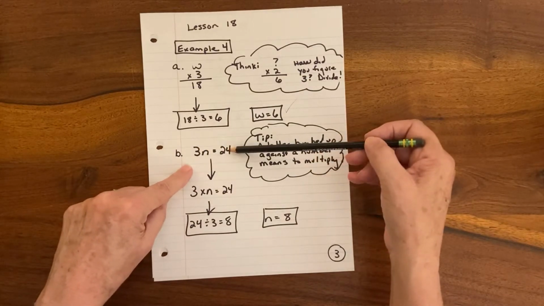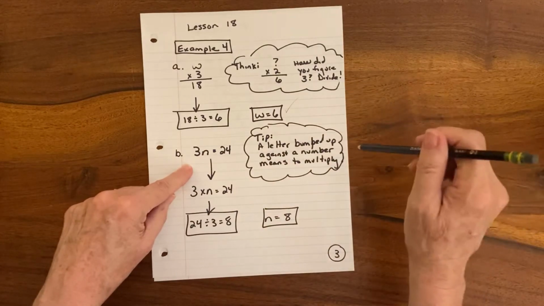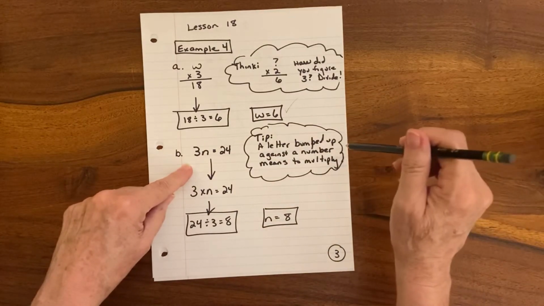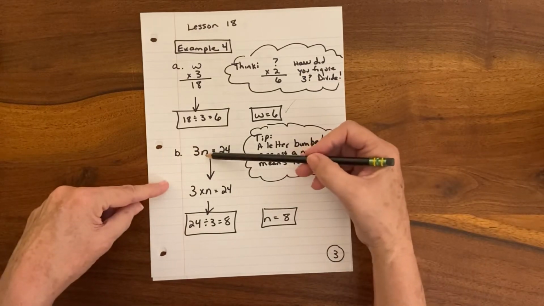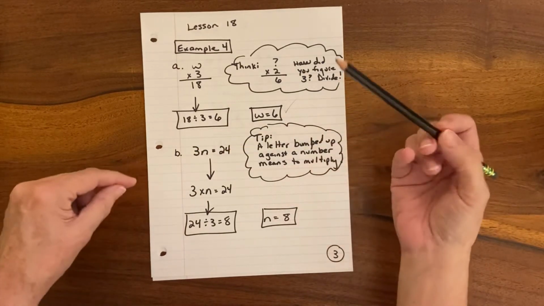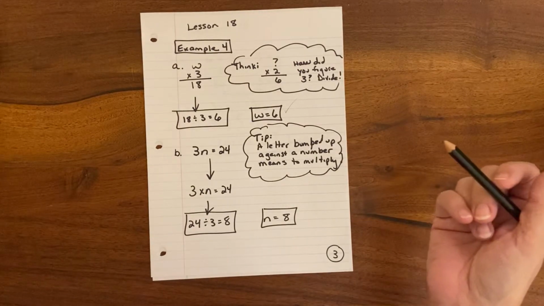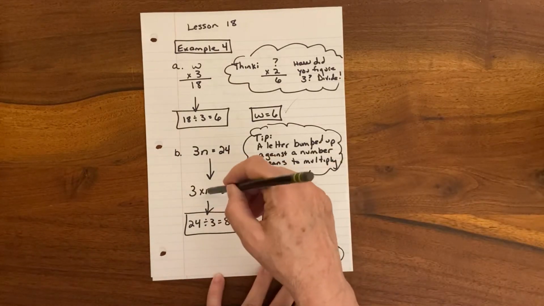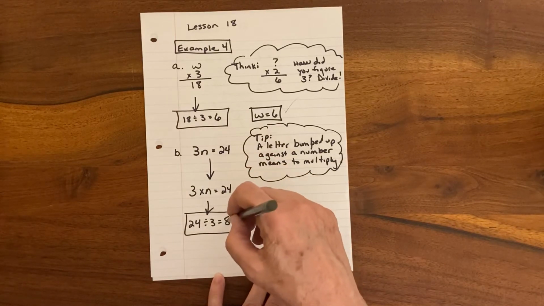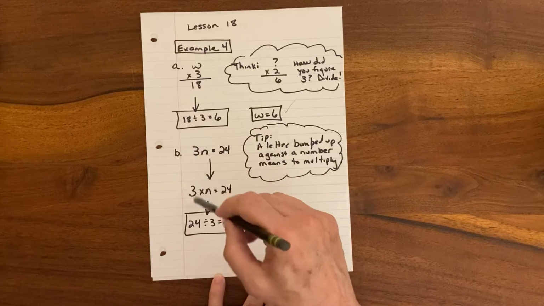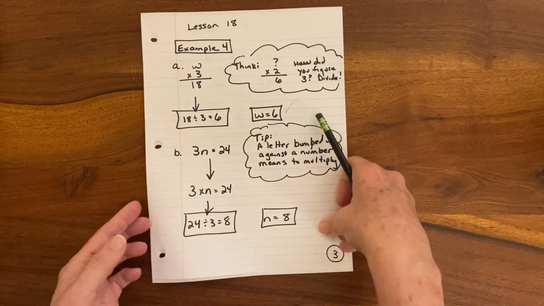3n equals 24. Do you guys know what that n means? So, anytime you have a letter bumped up against a number, it means you're going to multiply them. So that 3n equals 24 is the same thing as 3 times n equals 24. Well, 3 times something is 24. So I know that it's 8. But I could say 24 divided by 3 is 8 and still get my unknown answer, right?